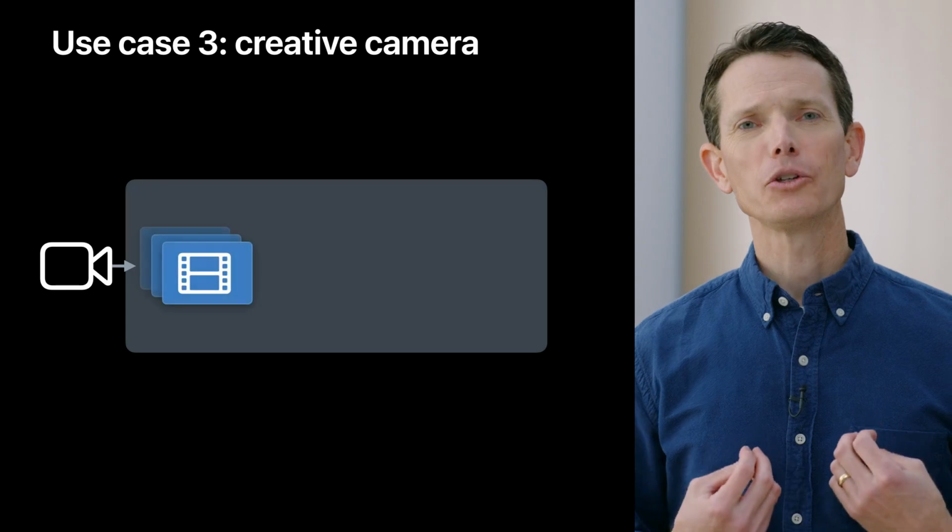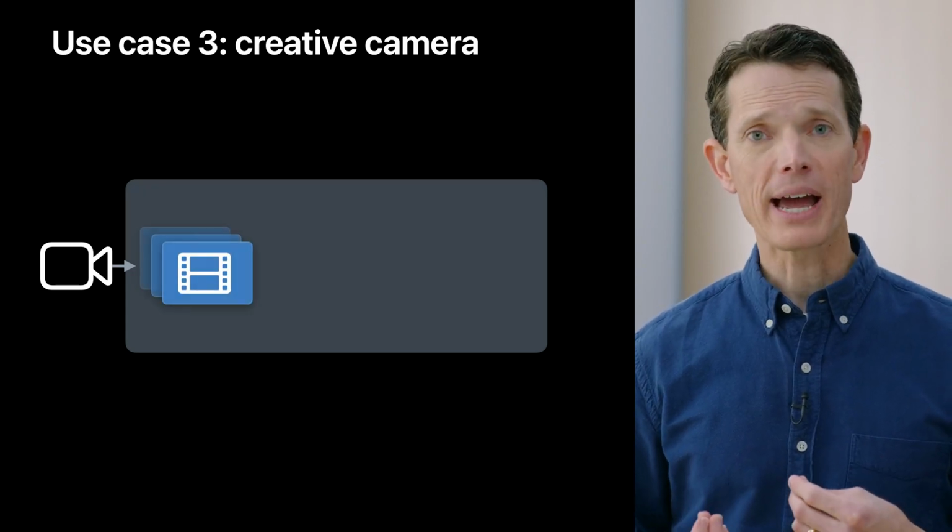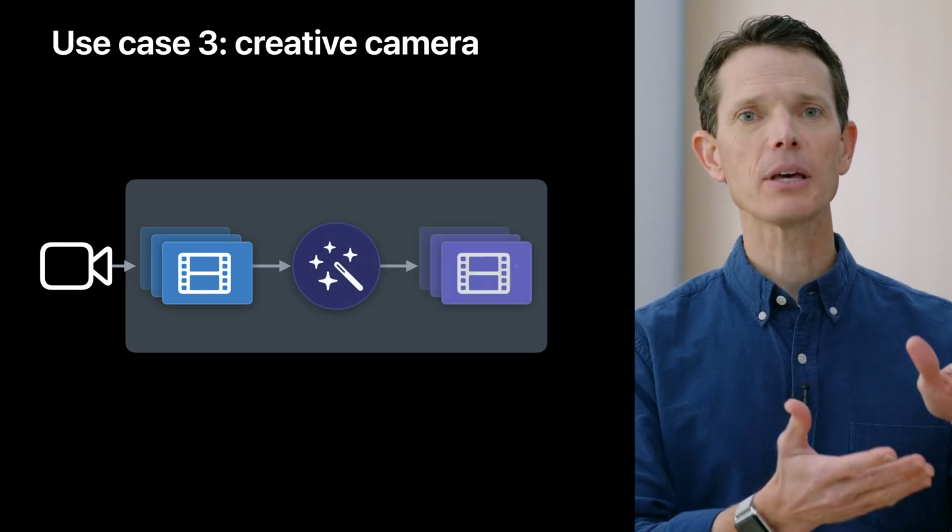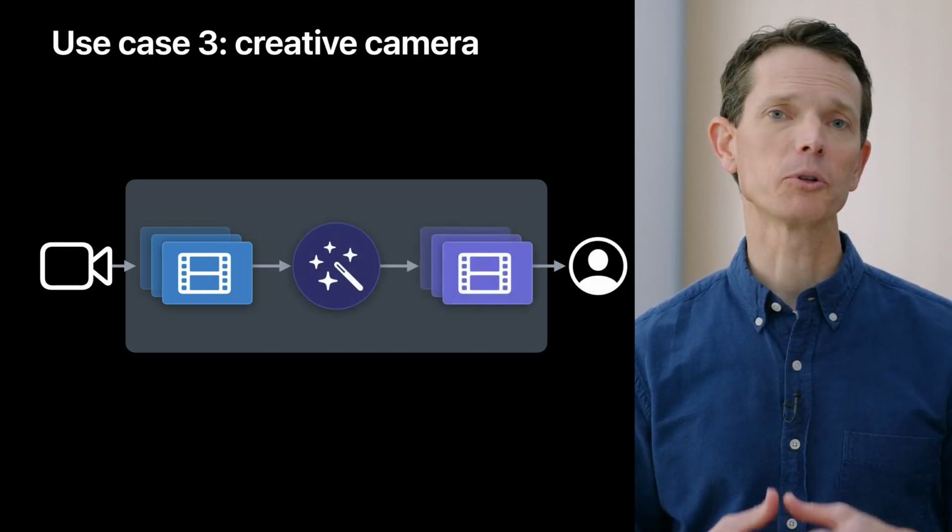A third common use is a creative camera, a hybrid between software and hardware. Your extension accesses a video stream from another physical camera attached to the Mac, applies an effect to those buffers, and sends them along to clients as a new camera stream.